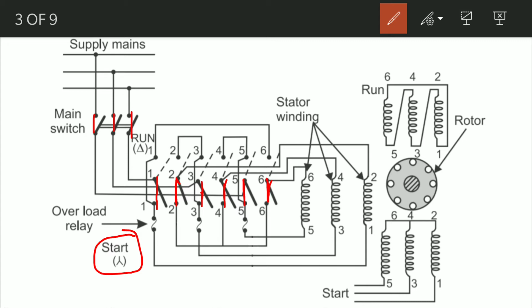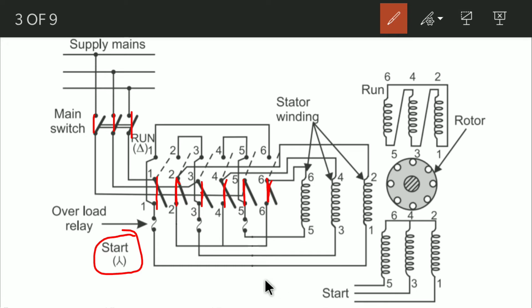These middle terminals are connected to the bottom terminals of the double throw switch. Now let us see what happens. The supply 1 is connected to this end of the motor. 3 is connected from here to terminal 3 of the motor. 5 is connected from here to terminal 5 of the motor. These 1, 3, 5 are connected to 3 phases through this switch.